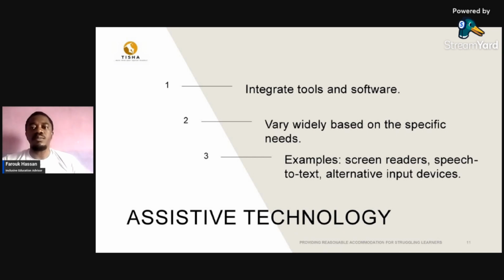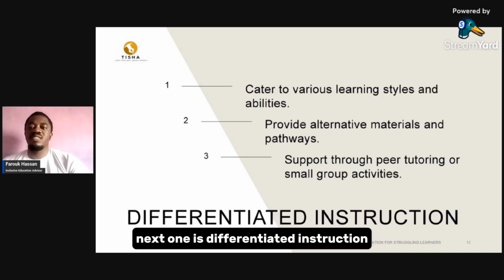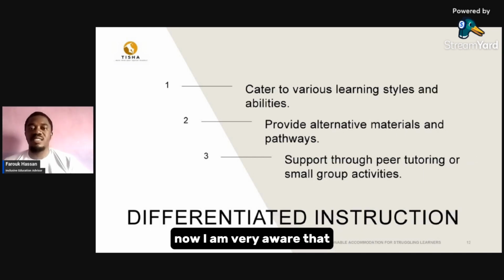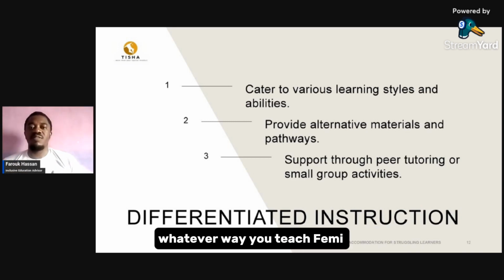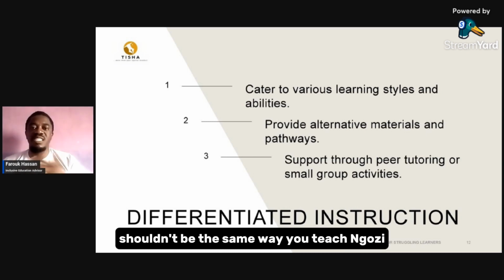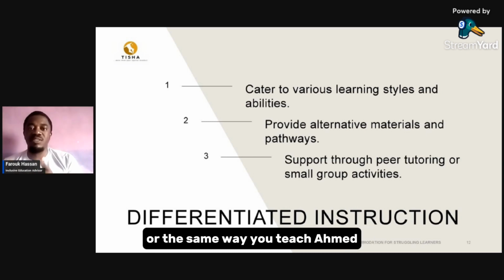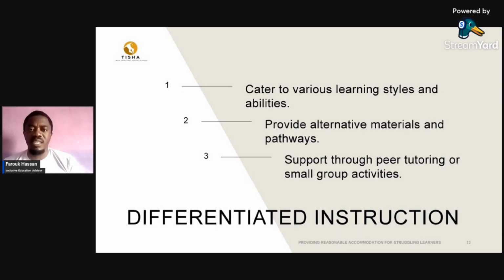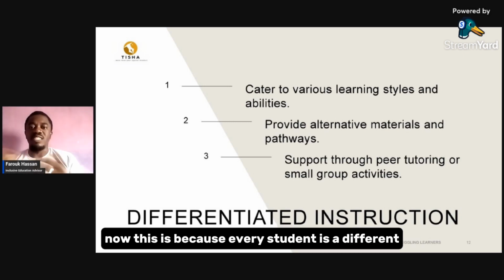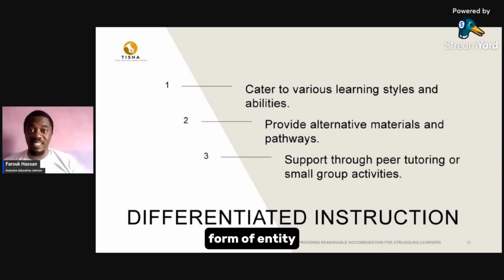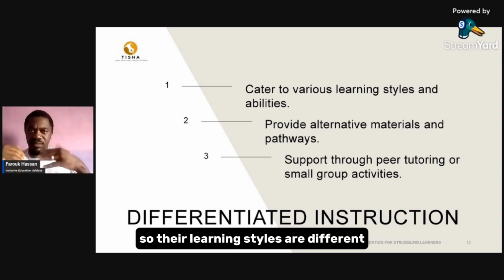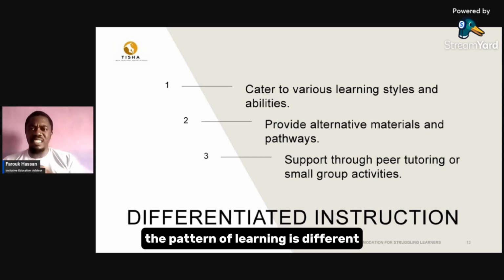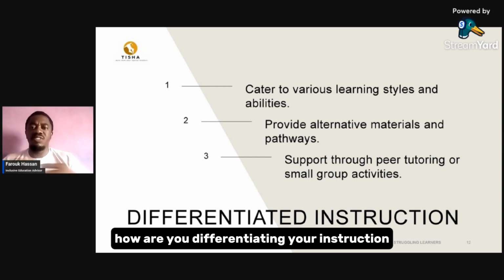Good. The next one is differentiated instruction. Now, I am very aware that educators differentiate their instruction. Whatever way you teach Femi shouldn't be the same way you teach Ngozi, or the same way you teach Ahmed. It's different ways. This is because every student is a different form of entity. Every student learns individually, so their learning styles are different. Their pattern of learning is different. How are you differentiating your instruction?